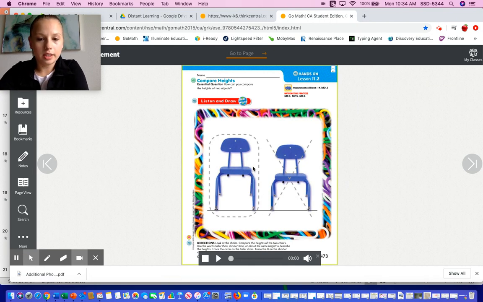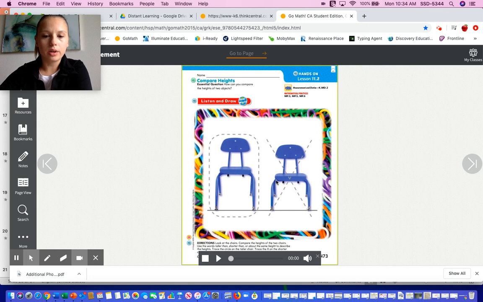So, go ahead and look at the chairs. You see a chair here and a chair here. Compare the heights of the 2 chairs. Use the words taller than, shorter than, or about the same to describe the heights. Okay, so I see the 2 chairs. Do you see them? And I don't think they're the same. Do you think they're about the same? I don't think they're about the same height either. I see one chair is taller than the other chair. I also see one chair shorter than the other chair. Do you? Good.